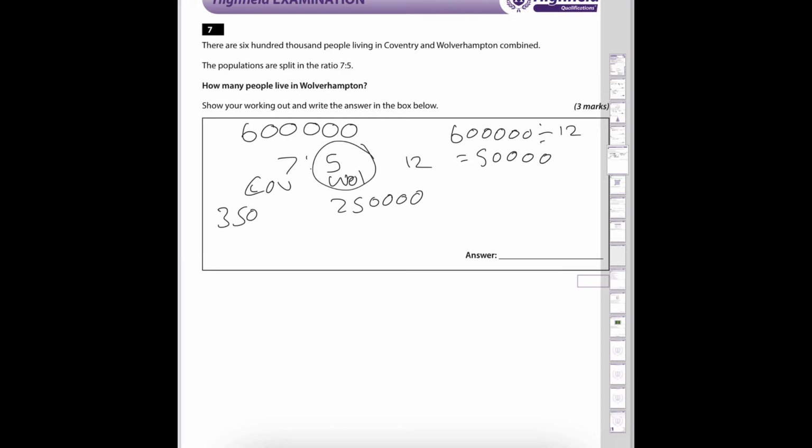Which is 350,000. You add up 350 and 250, that makes the 600. So you know you've got the number right. So what we want is how many people in Wolverhampton, so it's this number here. So the answer is 250,000.